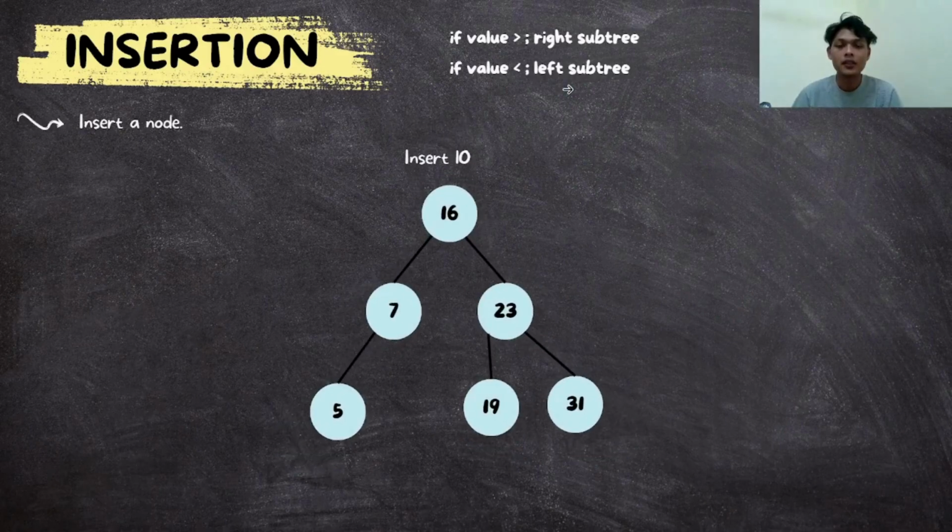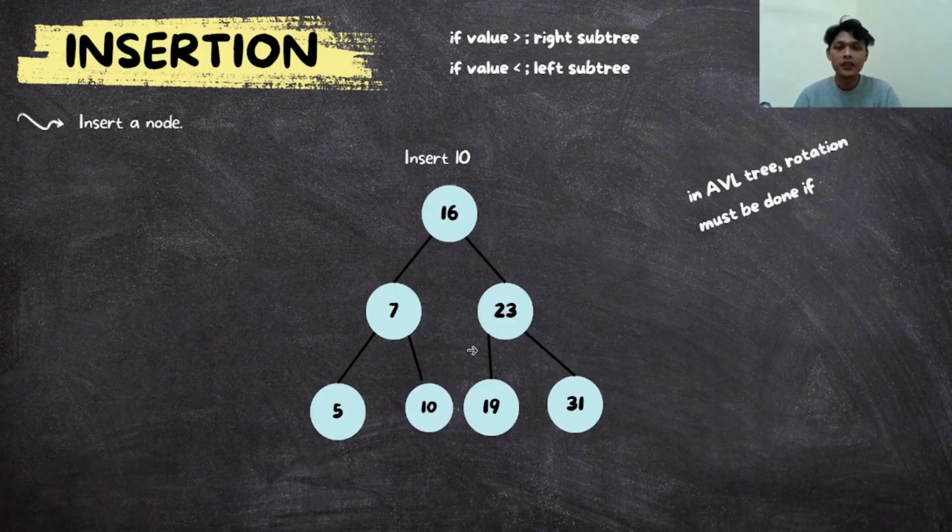So let's take a look at an example. Let's say we want to insert 10 in this binary tree. So how will it happen? First we have a node 10, and it will compare with the root, which is 16, and 10 is less than 16, so it will move to the left subtree, and then it will move to 7, the next node. Then 10 is more than 7, so it will move to the right subtree, as you can see here. So this is how insertion works.